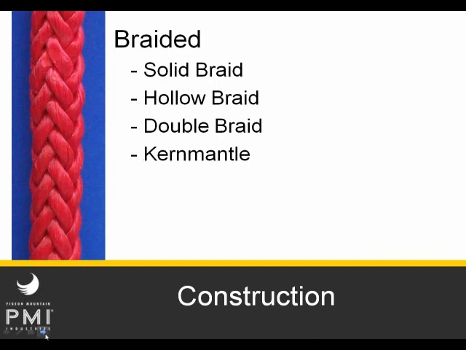Today we're going to talk primarily about braided ropes. We're going to talk about solid braids, which are, as the term suggests, solid. We're going to talk about hollow braids, which is really a round braid that's braided around a hollow core. We're going to talk about double braids, or braid-on-braid. And then we're going to talk about kern mantle ropes. Double braids are actually a type of kern mantle rope.